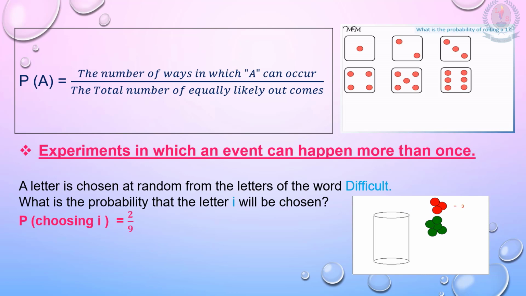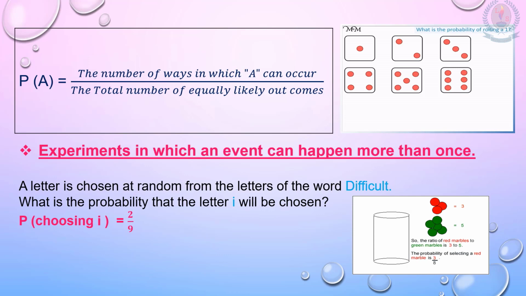Experiments in which an event can happen more than once. A letter is chosen at random from the letters of the word difficult. What is the probability that the letter I will be chosen? There are 9 letters in the word difficult. So there are 2 I's.